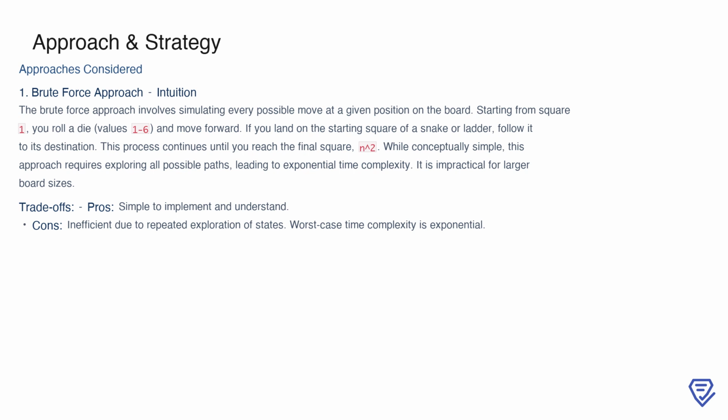If you land on a square that marks the beginning of a snake or ladder, you immediately follow it to its destination. This process continues until you reach the final square, which is labeled as n squared on the board.